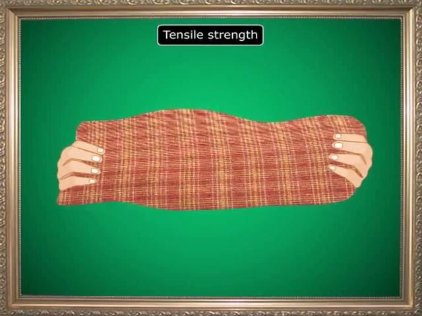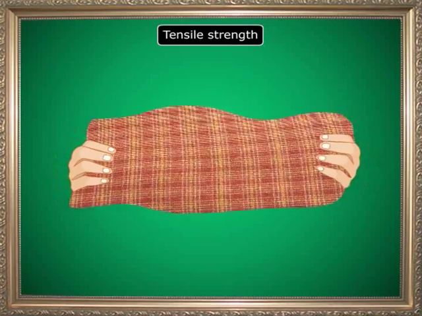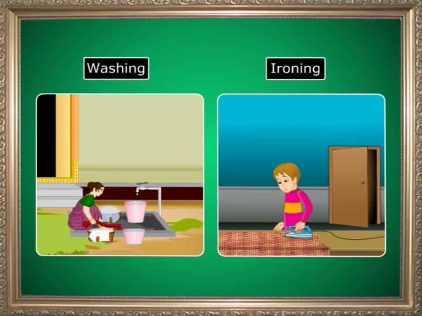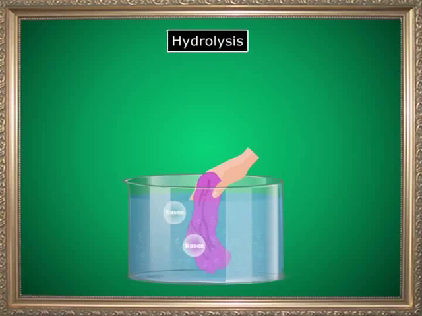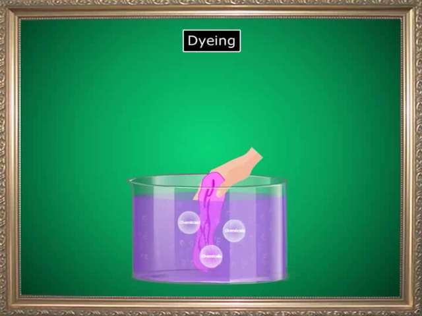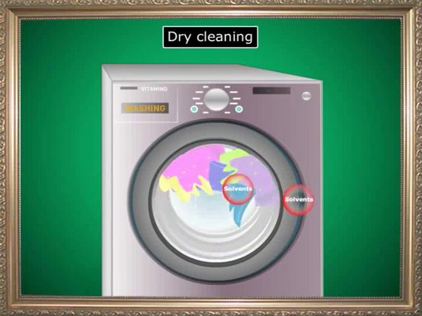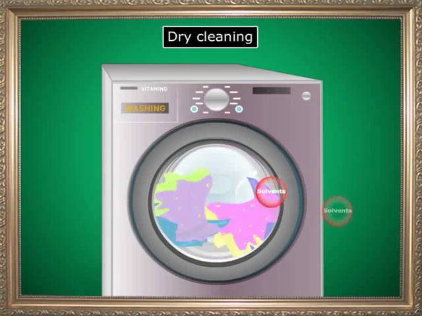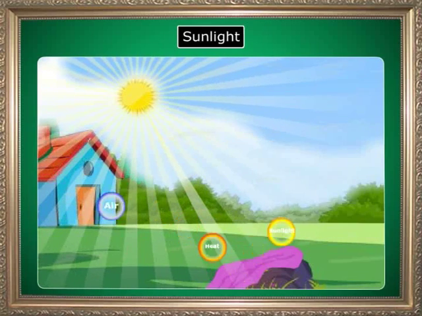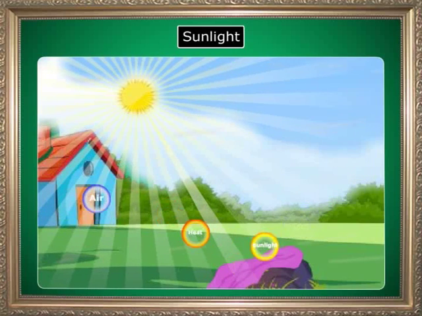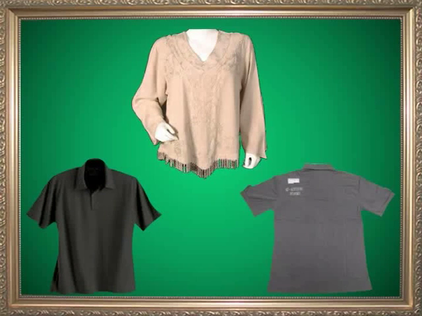First, the polymers used must have high tensile strength. That means they should not break easily. Secondly, the polymer should be able to withstand the pressure of ironing and washing. They should also resist hydrolysis due to bases present in water. Polymers should also be able to resist chemicals used for dyeing clothes. Similarly, they should also withstand the effects of dry cleaning solvents. Finally, they should also be resistant to sunlight, heat and air oxidation. All these properties make the polymer suitable for manufacture of fibers.